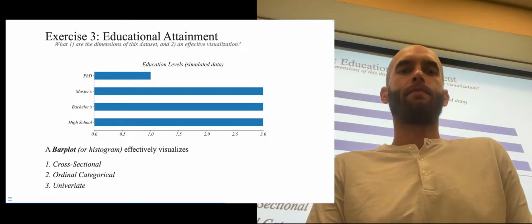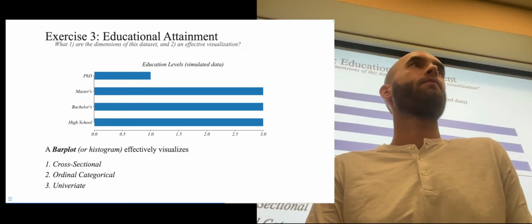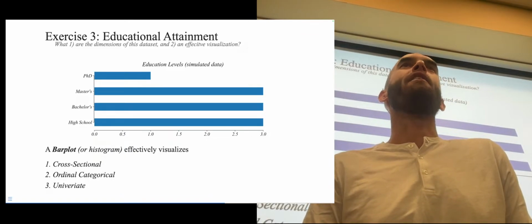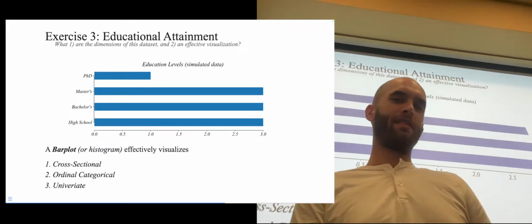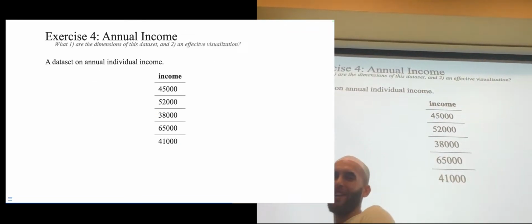Okay, what else? Should we do another one? I have 9 of these. Exercise 4, annual income. We'll take a minute.